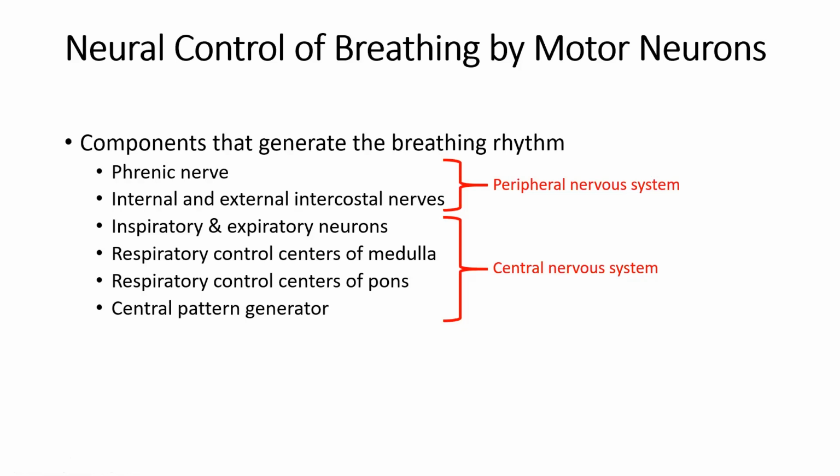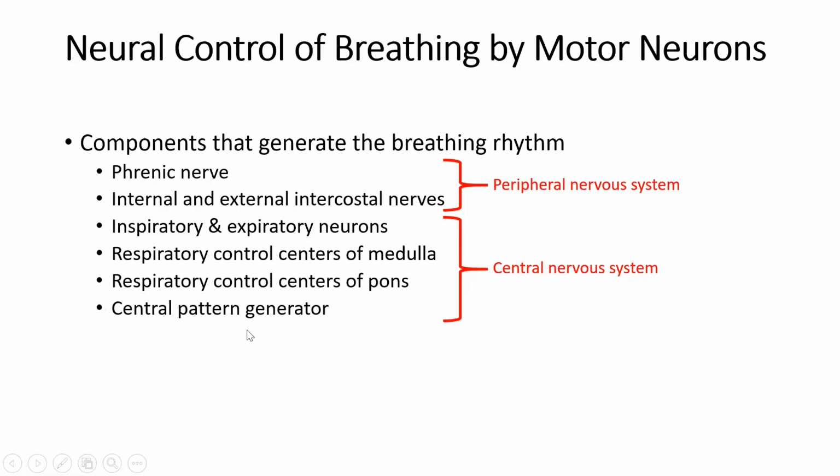One is the peripheral nervous system. So we've got things like the phrenic nerve and the intercostal nerves, both internal and external. Those are outside the brain and spinal cord. And then we've got some components inside the brain and spinal cord, so the central nervous system. These are inspiratory and expiratory neurons located in some of the respiratory centers in the brain, within the medulla oblongata and the pons. And this all feeds into what's called the central pattern generator.